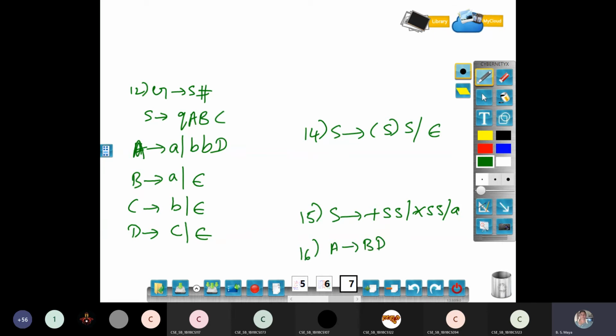See, do it and send it in the individual chat box, because I want to go to the last problem. I will solve it.